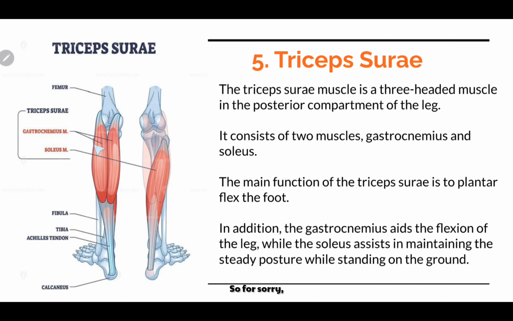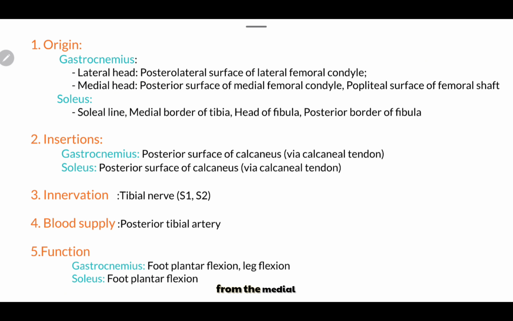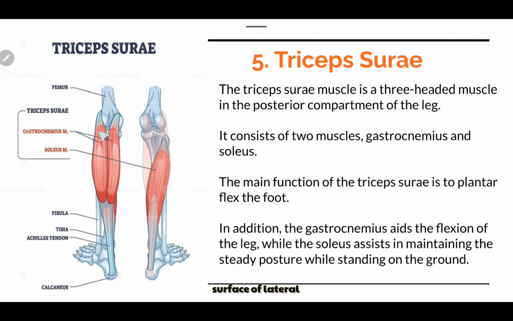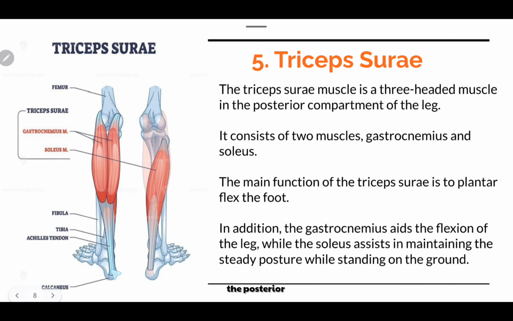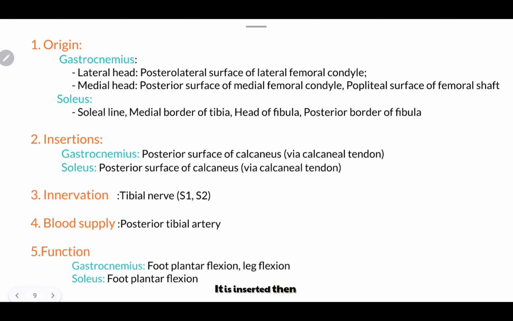So this is the gastrocnemius, and these are the two individual heads of gastrocnemius muscle. So this is the medial side, this is the lateral side. Okay. So medial is from the posterior surface of medial femoral condyle, and the lateral head is from the posterolateral surface of lateral femoral condyle. Okay. Now where is it inserted? Gastrocnemius is inserted in the posterior surface of calcaneus. So you can see here, this is the calcaneus bone, and it is inserted in the posterior surface of calcaneus.